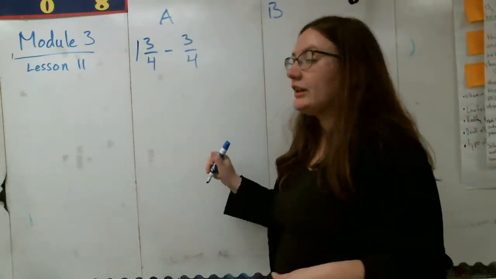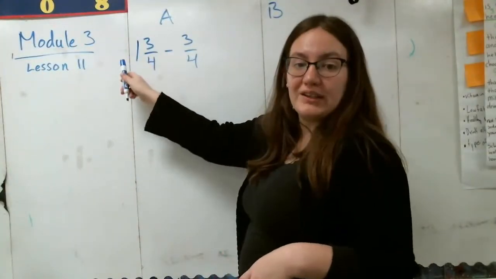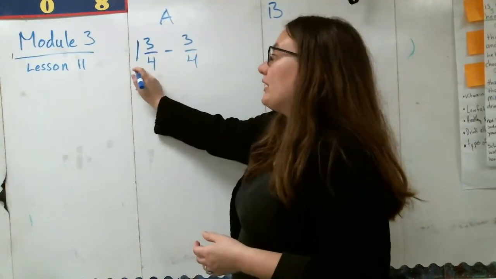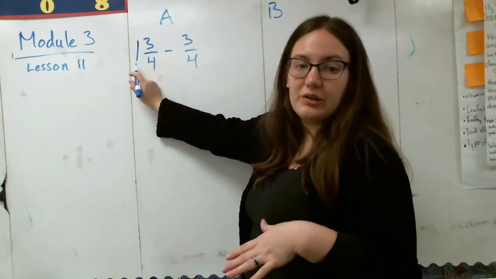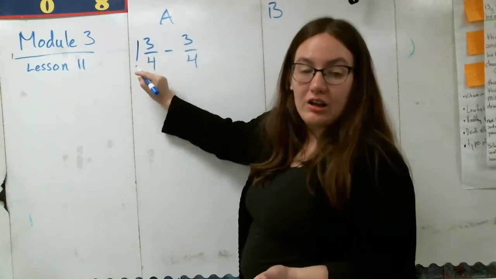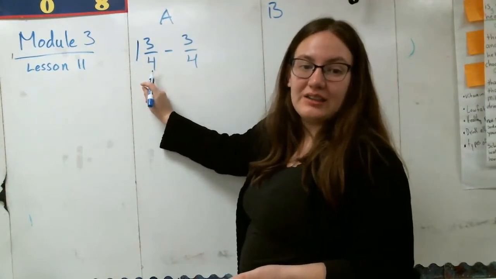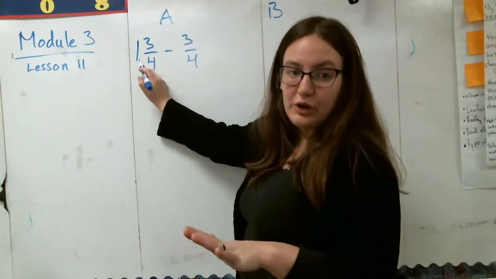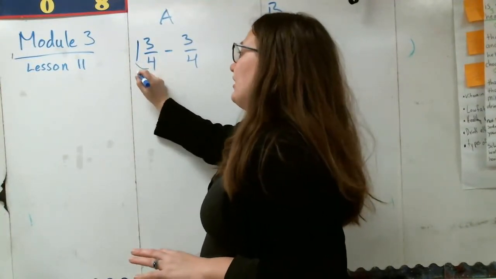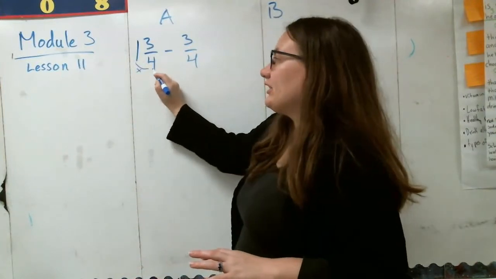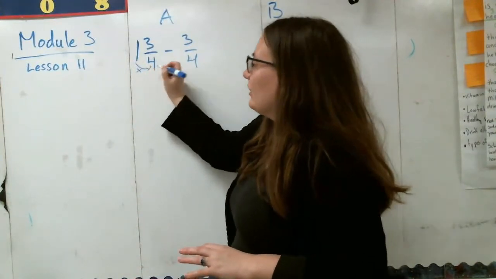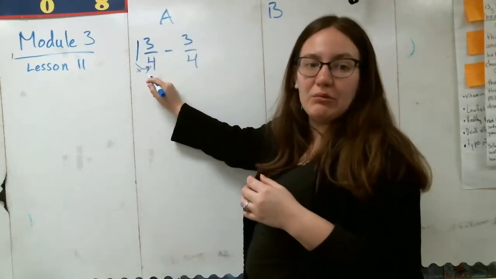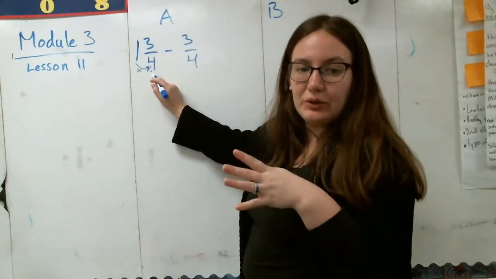So option A, what we're going to do is take this mixed number and make it an improper fraction. To do that, we're going to start with the whole number. It's important that you know how to identify all the parts of a mixed number. We have the whole number, the denominator, and the numerator. So starting with my whole number, which is 1, I do a little swooping arrow over here, and I say 1 times 4 is 4.